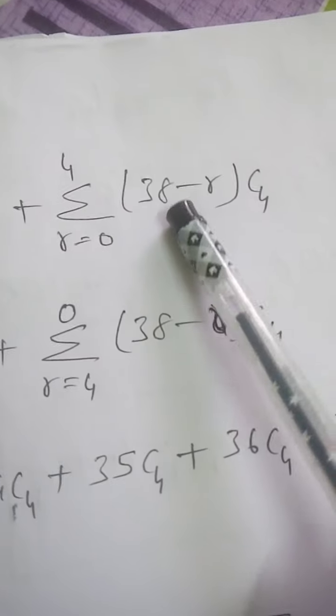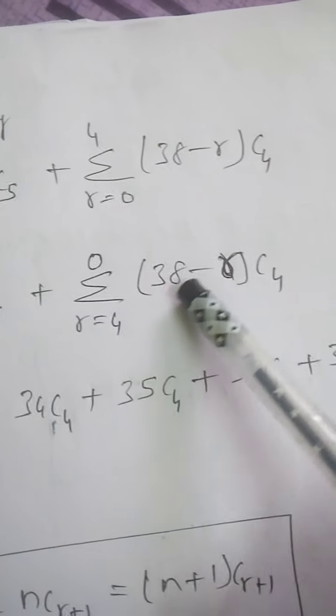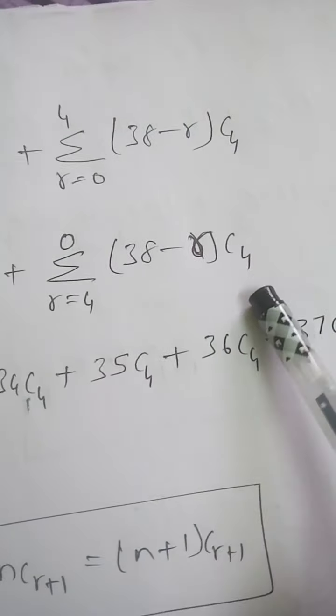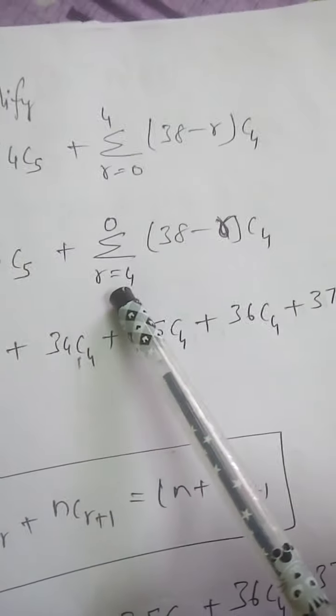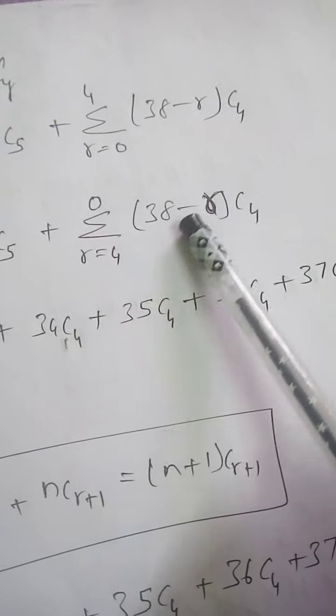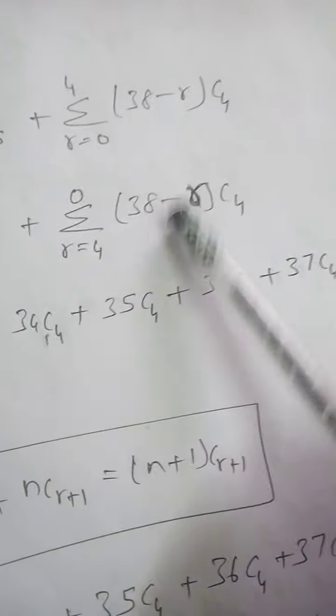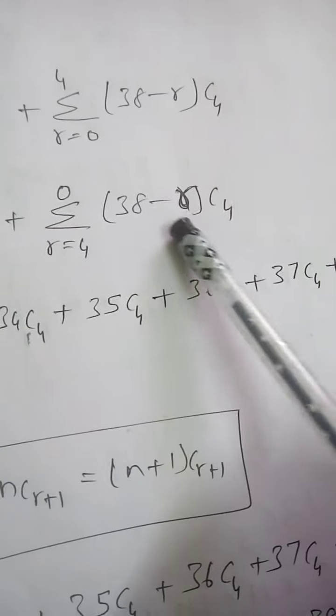Simplify 34C5 plus sigma R is equal to 0 to 4, of (38 minus R)C4. 34C5, this I can write as sigma R is equal to 4 to 0, (38 minus R)C4. So 34C5 plus, now in the decreasing order I have to substitute. First 4, it will become 34C4. Then 3, it will become 35C4. Then 2, it will become 36C4. 1 gives 37C4. And 0 gives 38C4.